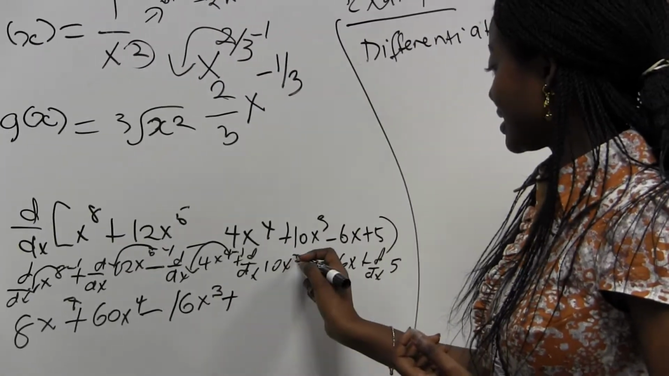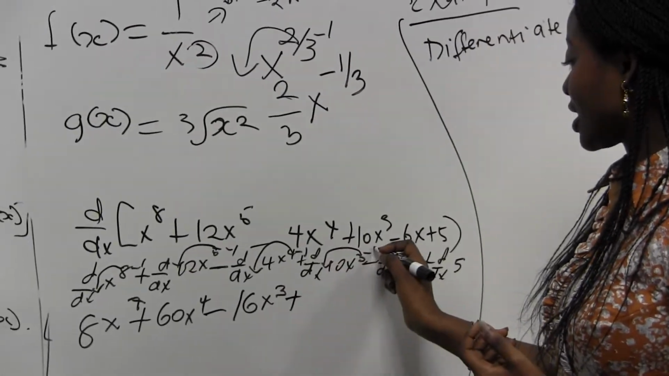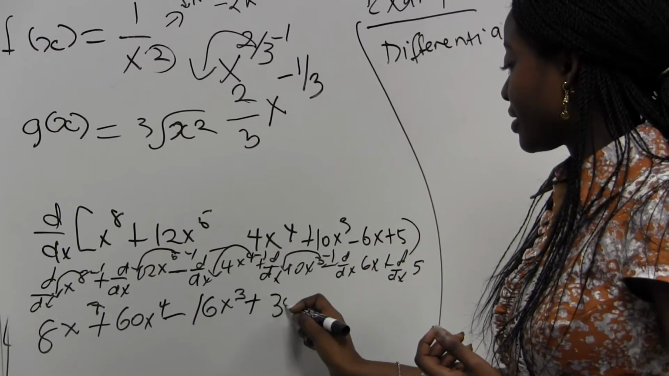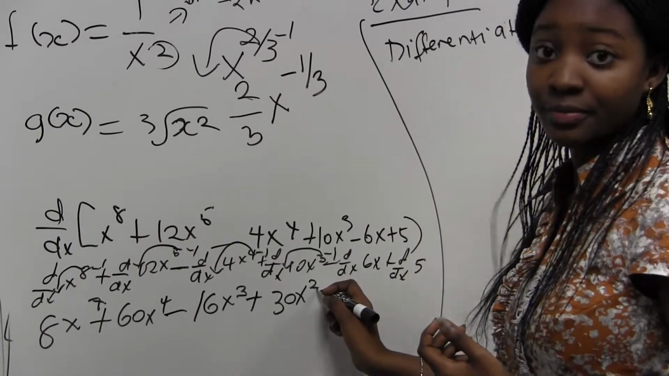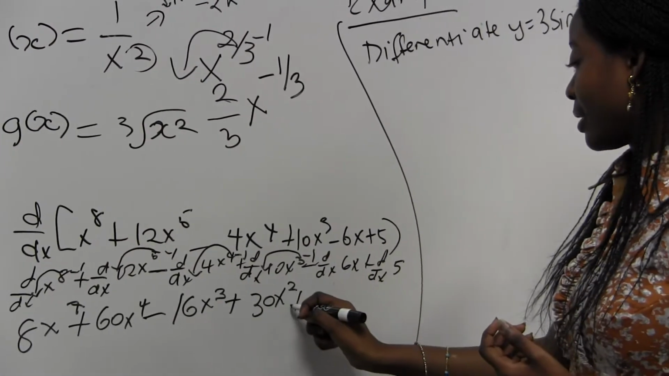The same thing applies here. The 3 comes down and I subtract from 1. So I'm going to have 30x squared. The same thing applies here.